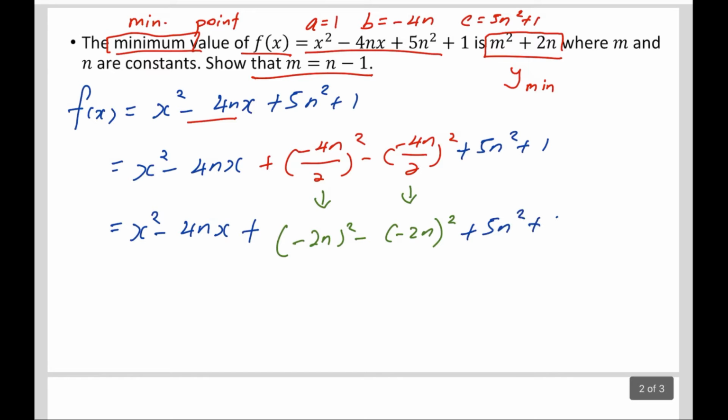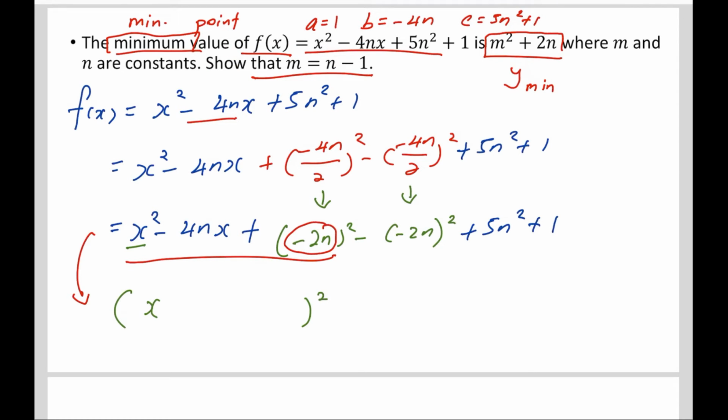What's going to happen next is, focus on these three terms. I will turn these three terms into a bracket squared, in the format with x. So you put x, always x, and then you put within the brackets negative 2n. So you put x minus 2n, squared. Many of us will have doubts on this part. How do we turn these three terms into these two terms?